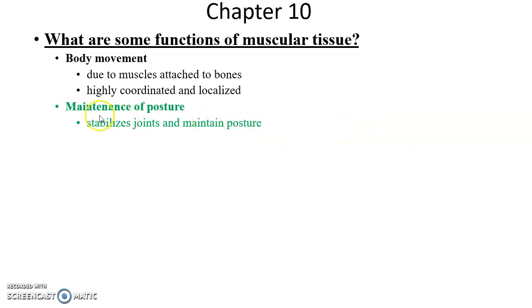Muscles are also involved in the maintenance of posture. There are skeletal muscles along our back that will be contracting constantly at a low level, and they help to maintain our proper posture. And then, of course, there are muscles around joints that may not be putting as much force into movement at that joint, but may just be helping to stabilize the joint, to stabilize the motion.